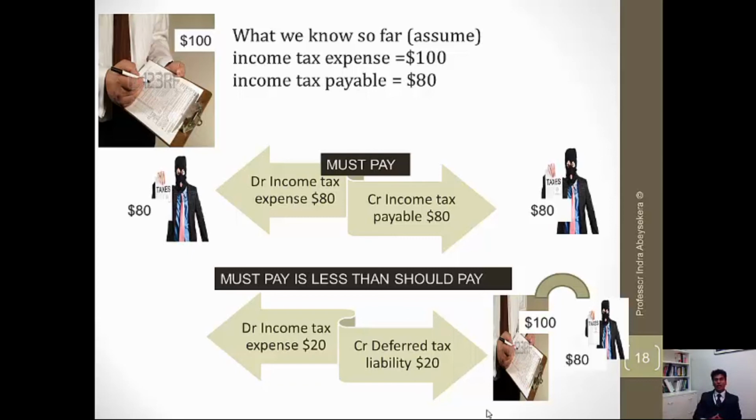So here's an example of deferred tax liability. We must pay, we record that 80 and 80, but what we should pay is 100. So we need to now increase the income tax expense to 100. So here's the adjustment, 20. And the other side is the difference we should pay in the future, and that's deferred tax liability credit.